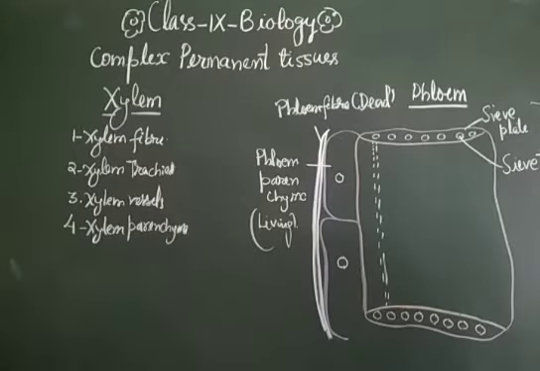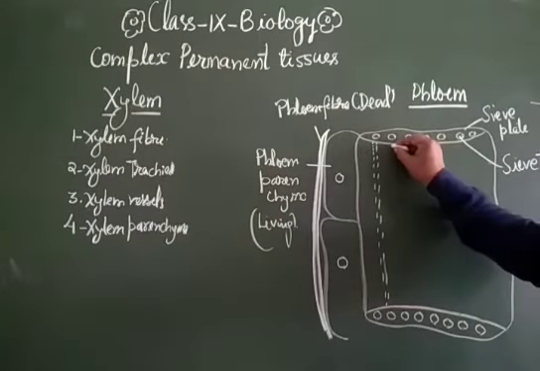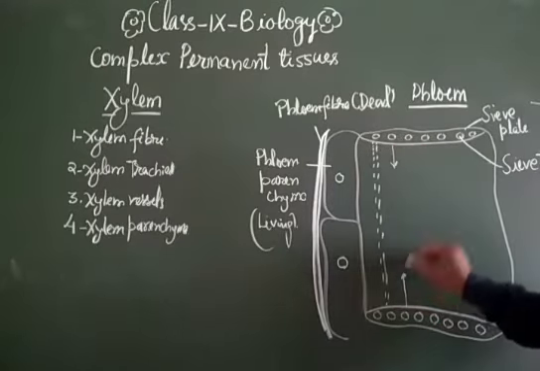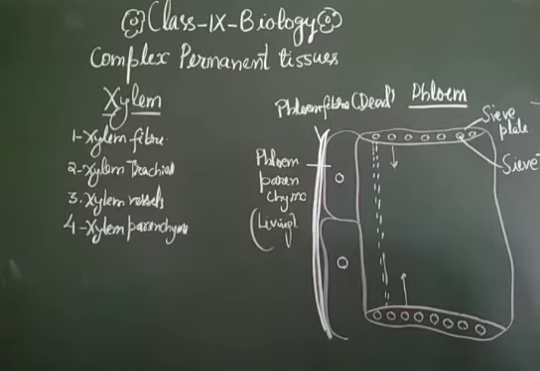And my dear students, as far as the function of this phloem bundle is concerned, as you know, the function is to transport the food, and that is bidirectional, in both directions, from this point downward and from this point upward also. So the transportation or translocation of food takes place bidirectionally in the bundle of phloem.